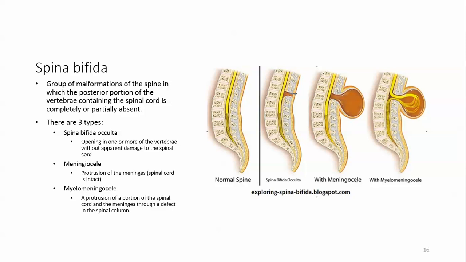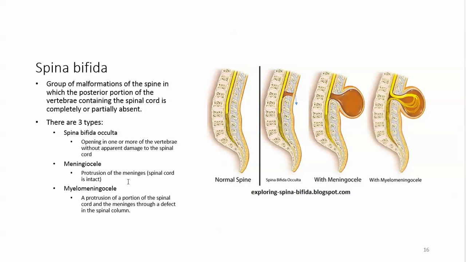There's the opening. Oh well, the arrow's going the wrong way, but that's okay, you get the idea. And as they go down, or to the right, the condition gets worse. About 40% of the patients have spina bifida occulta. The meningocele is a protrusion of the meninges, so the spinal cord is intact. So there's that spinal cord, the yellow, so it's just the meninges that are protruding out.